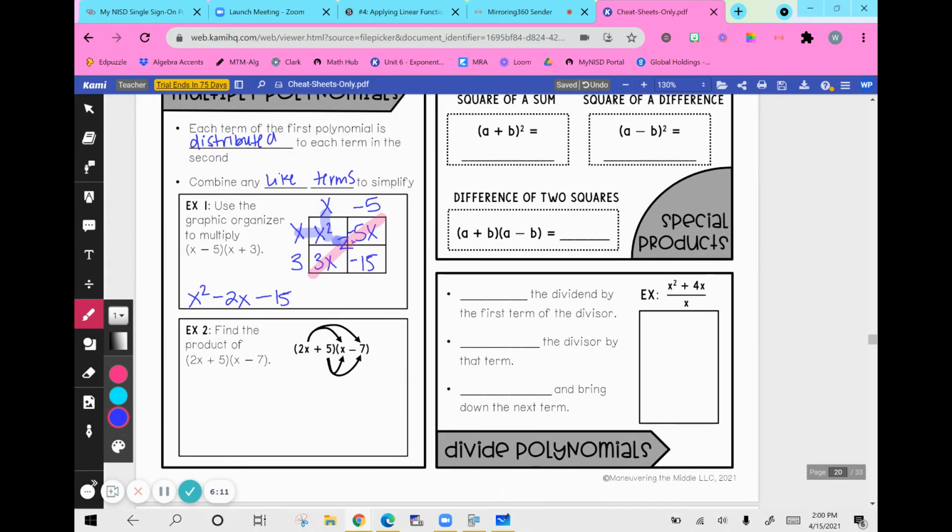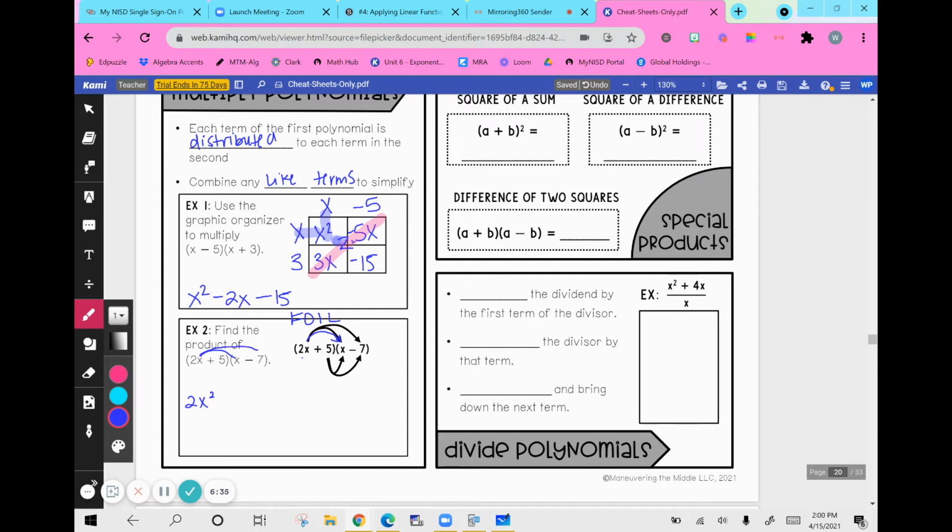So in example 2, they're using FOIL. So you say first, outer, inner, last. So first is 2x times x, the first terms in each binomial there. Sorry, I misspoke earlier: 2x times x is 2x squared.